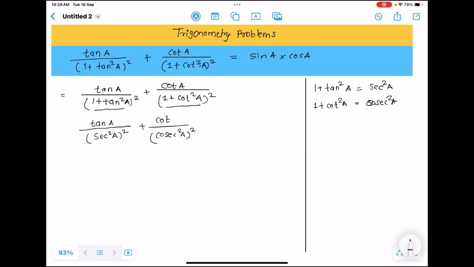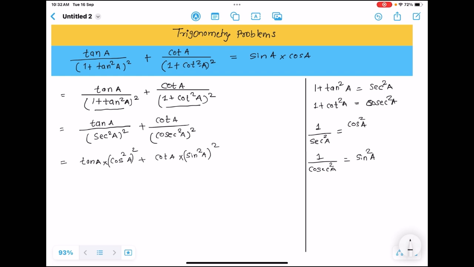Now tell me, what is 1 upon sec A and 1 upon cosec A? 1 upon sec A is equal to cos A. Now if this is true, then 1 upon sec square A is equal to cos square A. Similarly, 1 upon cosec A is sin A. If we square on both sides, 1 upon cosec square A, we will get sin square A.